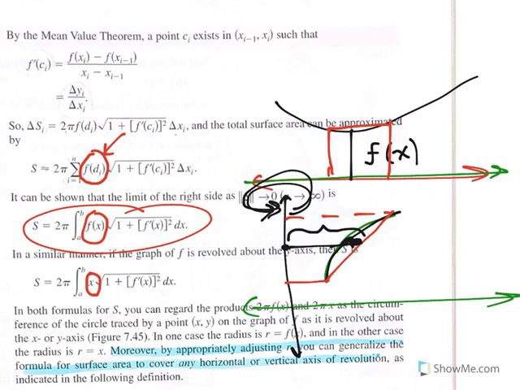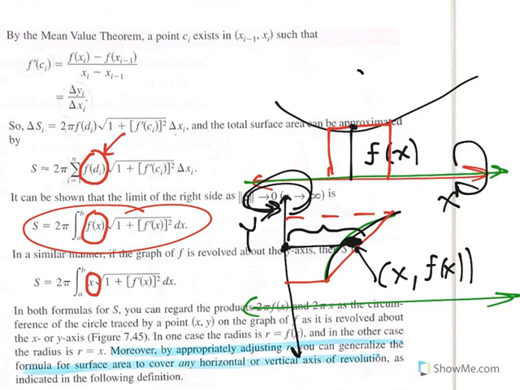If the axis of revolution is the y-axis, it would simply be just the distance from the y-axis to a point on the curve, which would be just the x-coordinate of that point. On the other hand, if the axis of revolution is the x-axis, the distance from the axis of revolution to a point on the curve would be given by the y-coordinate of that point. So that's the only difference that we have between those two situations.